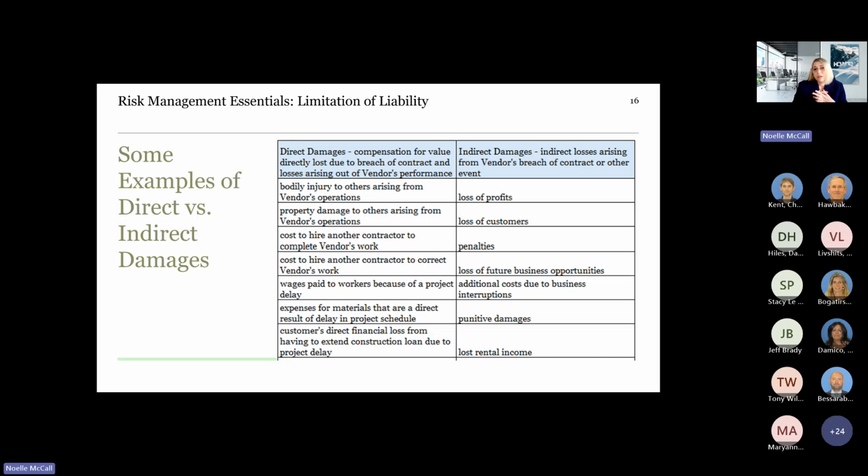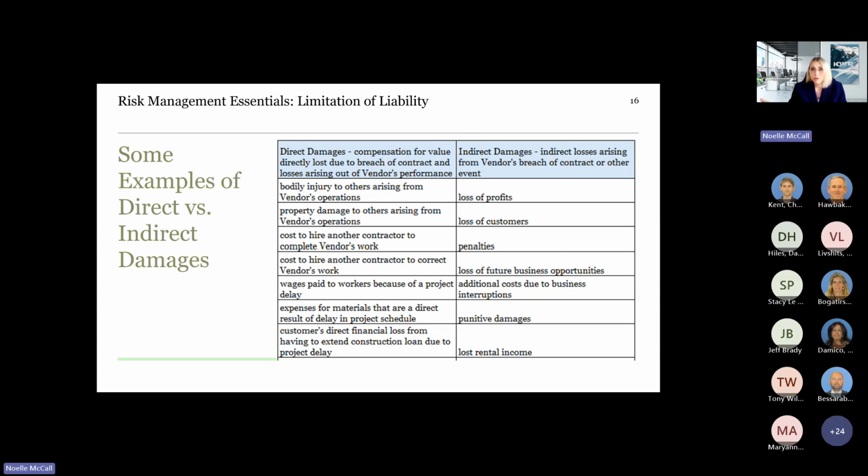Expenses for materials that are a direct result of delay in the project schedule. So over time, the project was delayed, the cost of goods went up. Think of the tariffs nowadays. The cost of goods is going up all over the place. That's an example. And then the customer's direct financial loss from having to extend a construction loan due to a project delay.